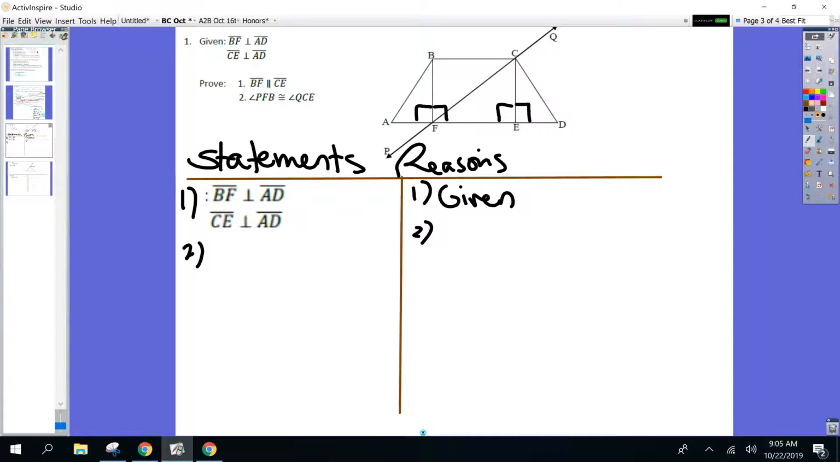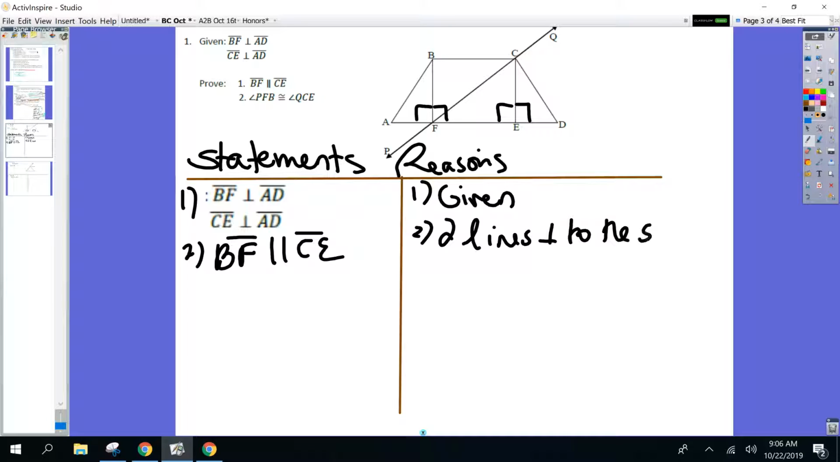Or at least, BF and CE are both perpendicular to the same line. And according to our other theorems we've learned this unit, they must be parallel. So just for time's sake, I'm going to get right to it and say that. Two lines perpendicular to the same line are parallel to each other. Got it.